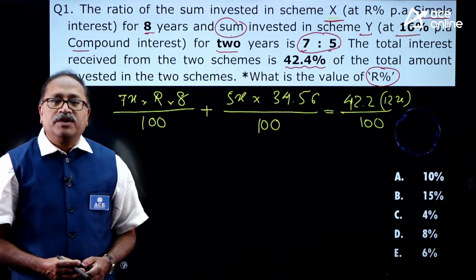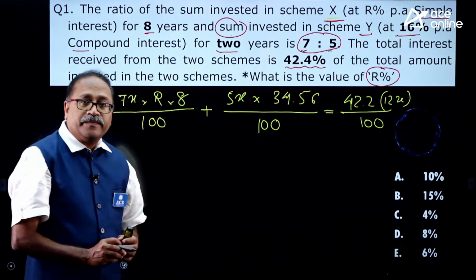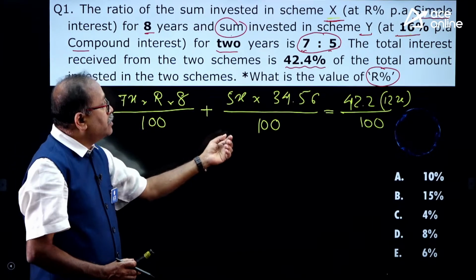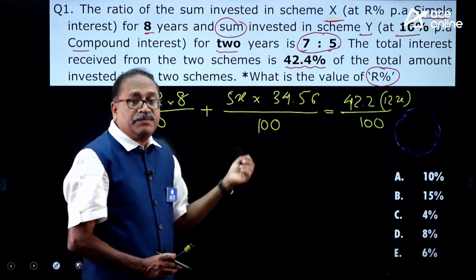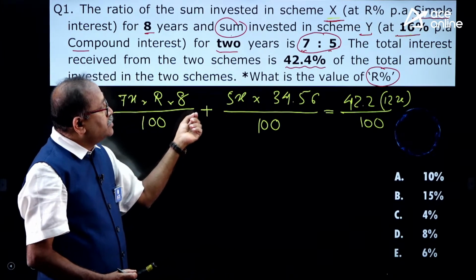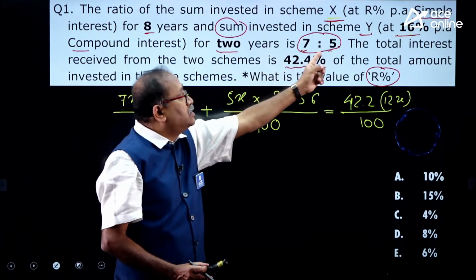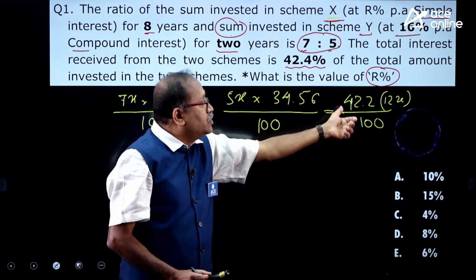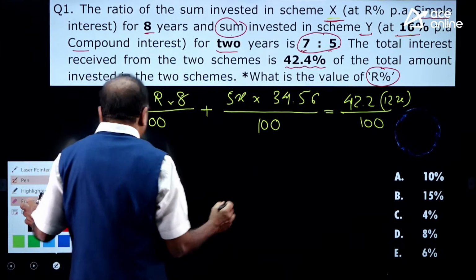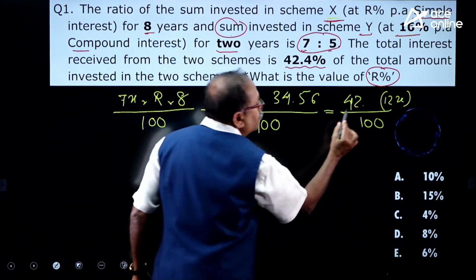Okay, Likita, very good evening, madam. Hope you understood this up to this. This is simple interest and this is compound interest. I have taken the principal as 7x and 5x, and the total interest is 42.4% of the total principal. The total principal is 12x. So 12x into 42.4. Okay, let me correct this one, not 42.2, it is 42.4.